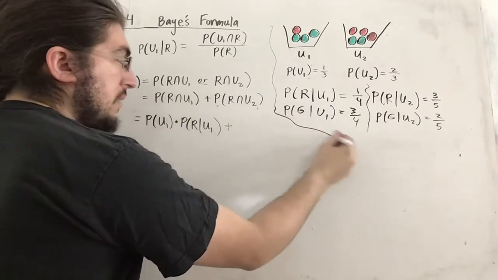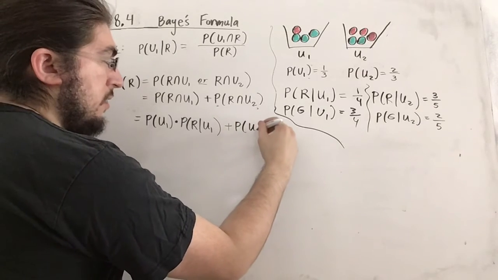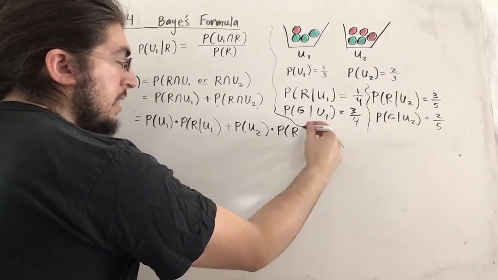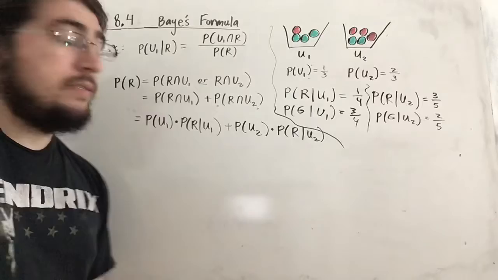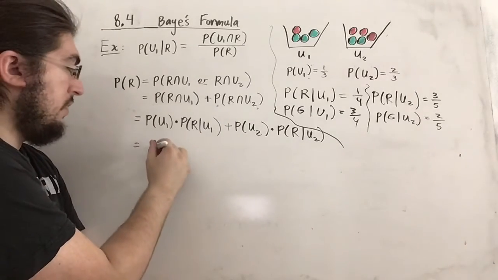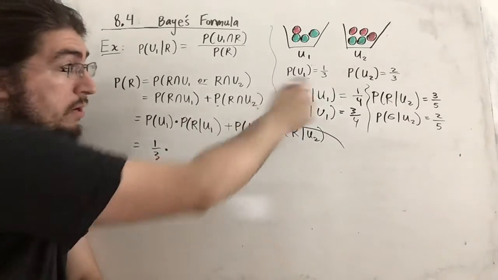Similarly, let me block this off a little more. For the second one, this is the probability that it is in urn 2 multiplied by the probability that it's red, given that it was in urn 2. And we know all of these. So in fact, let's see if we can do this. The probability it's in urn 1 is 1/3, multiplied by the probability that it was red, given that it's in urn 1, which we know is 1/4.